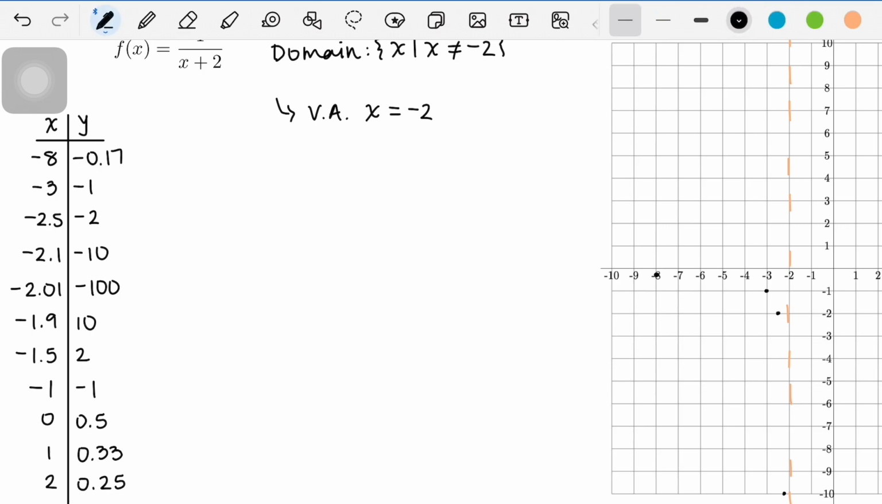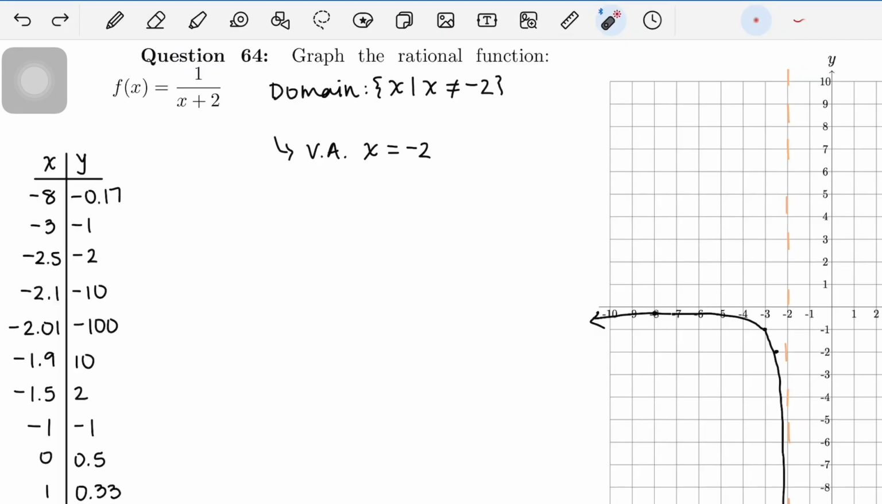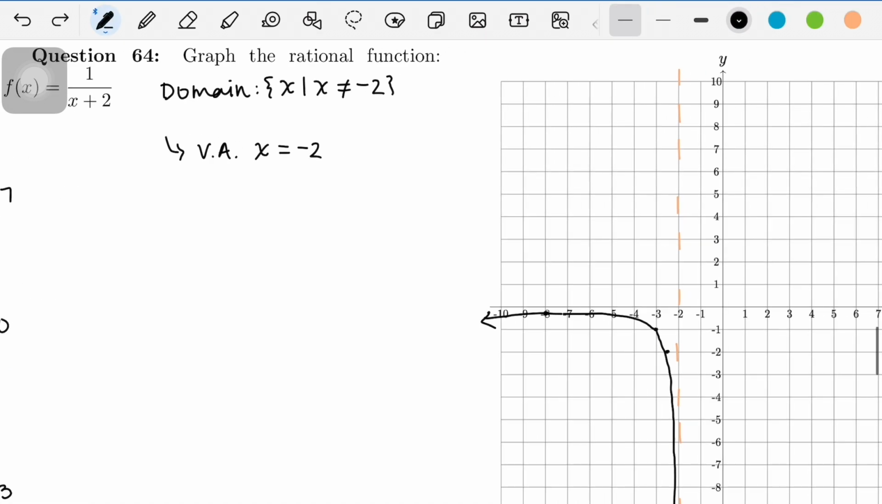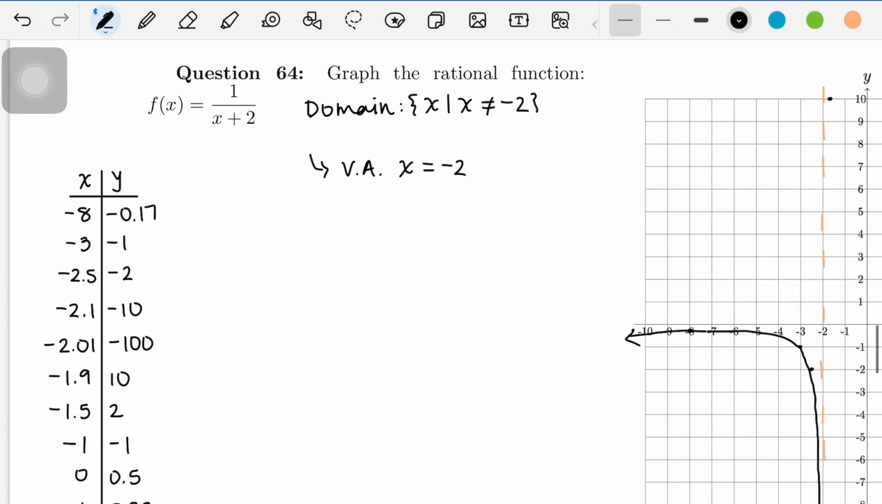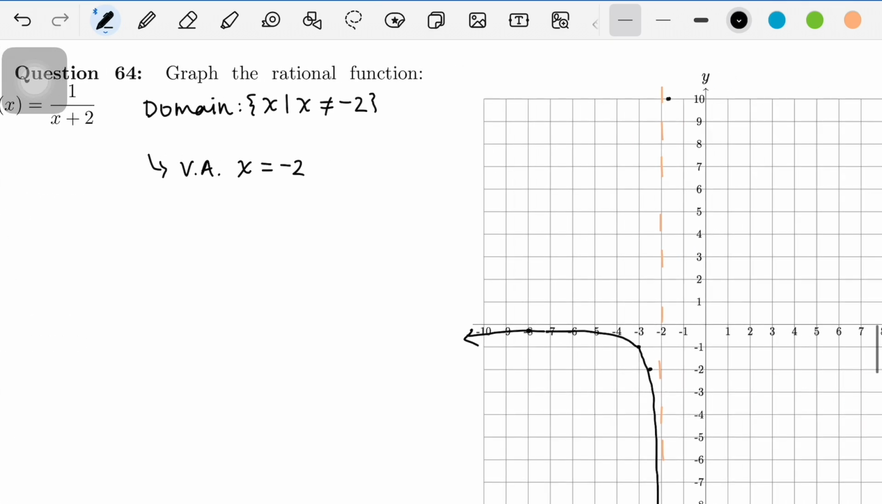What the graph is going to look like is it's going to look like this here, and it's going to get super, super close to -2, but not actually touch that value. Now, if we look at values on the other side of this vertical asymptote here, so looking at -1.9, our output value is going to be +10. So we're going to have a point roughly around here. Now, if we plugged in -1.5, we're going to get +2.